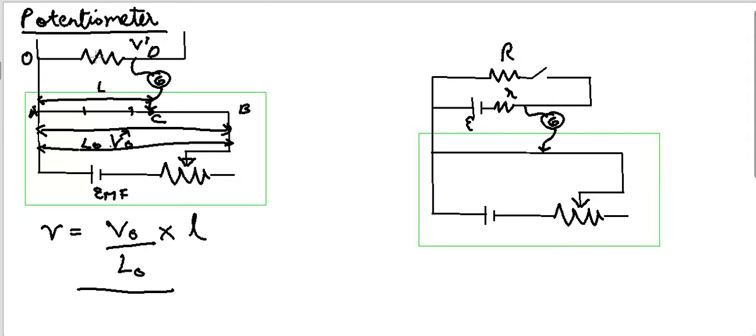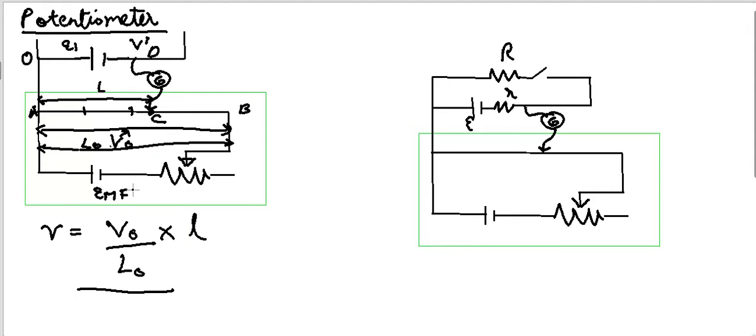So not only can I find the potential difference across the resistor, I can also use it to find the EMF or compare the EMF of two batteries. So instead of this resistor, what if I want to compare the EMF of two batteries? What I will do is put a battery of EMF E1.